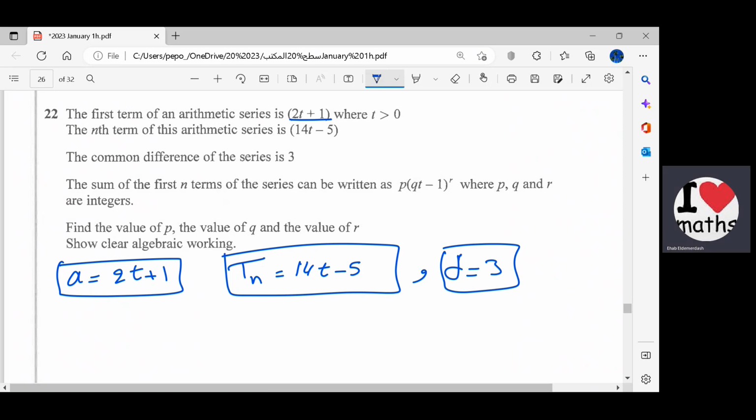What happened? He says here that the sum of the first n terms of the series can be written in this form. He's saying that Sn can be written in the form P into (Qt minus 1) to the power of R, where P, Q and R are integers. Find the value of P, the value of Q, and the value of R. Show your work clearly.